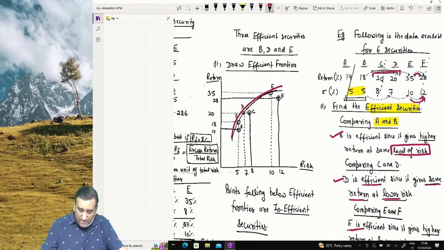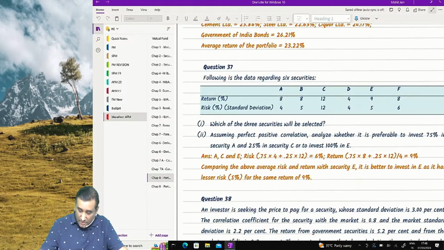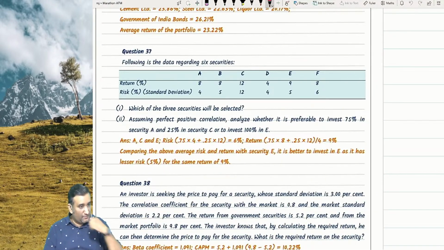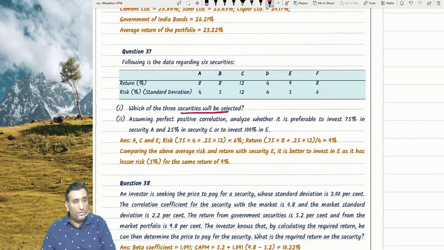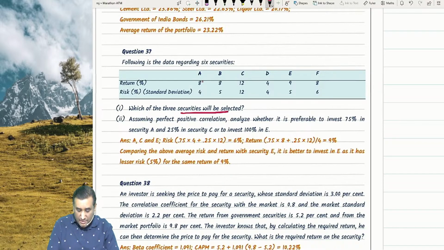Now going back to what we were discussing, if you look at the structure, it gives you the 6 securities. When he says which of the 3 securities will be selected, you will be comparing. You can either look at same risk securities or same return securities. I look at A, B and E because returns are 8, 8 and 8, and risk is 4, 5 and 6, comparing A, B and F.